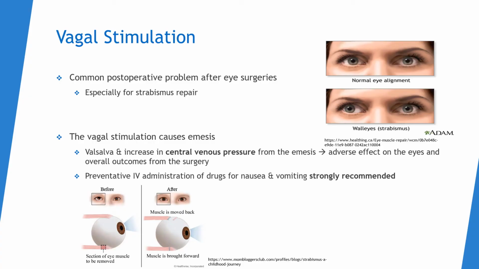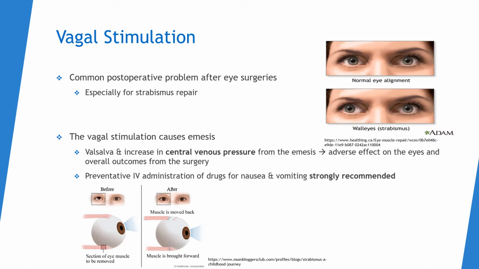Stimulation of cranial nerve 10, or the vagus nerve, can be a common post-operative problem after eye surgeries, and that is especially the case after strabismus repair. Strabismus, as you can see in the right hand picture there, is the misalignment of the eyes. And the vagal stimulation can cause emesis. That is a medical term for vomiting, throwing up.